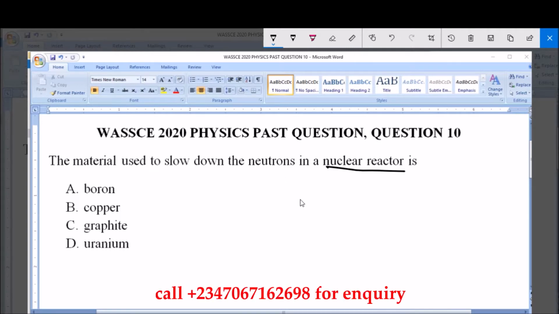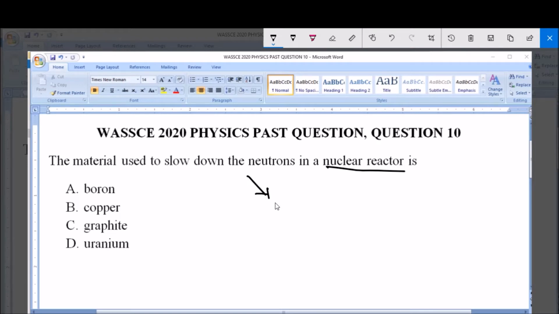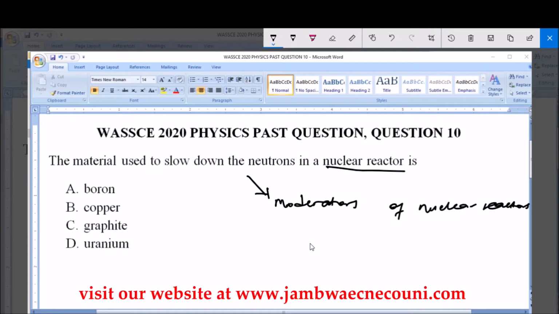Now, materials used to slow down nuclear reactors are what we call moderators of nuclear reactors. Any material that is used to slow down neutrons in a nuclear reactor is called what? Moderators. We call them the moderators of nuclear reactors. They help to slow down the neutrons. In some other terms, you can call them coolers. So they are moderators of nuclear reactors that slow down neutrons.